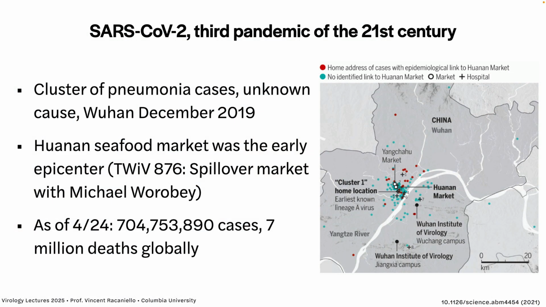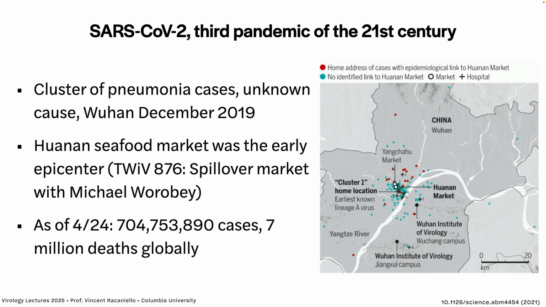Now, I just want to show one slide or two of SARS-CoV-2 because we'll talk about this next time in more detail. The third pandemic of the 21st century: SARS-CoV-2, 2009 H1N1, HIV/AIDS. It begins in Wuhan, December 2019, with a cluster of unusual pneumonia cases. Very alert physicians said the early cases are around the Huanan seafood market in Wuhan. So here's the Huanan seafood market.